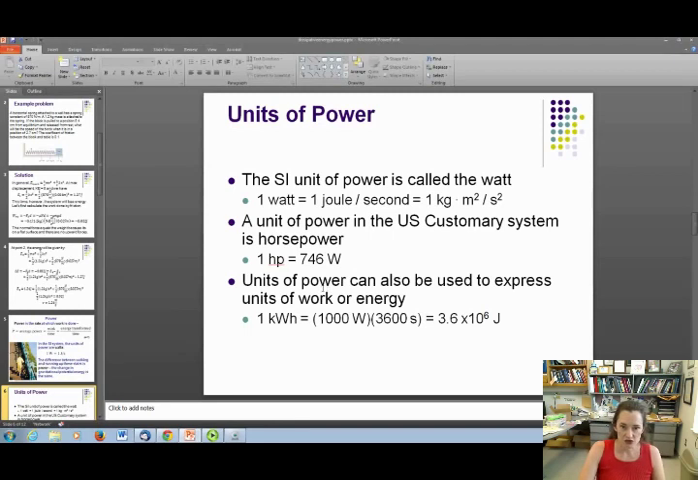You could also use units of power to express units of energy. Quite frankly, the joule is a pretty small unit of energy, compared to what your household, for example, consumes in a month just to run the air conditioner and the lights and so on and so forth.